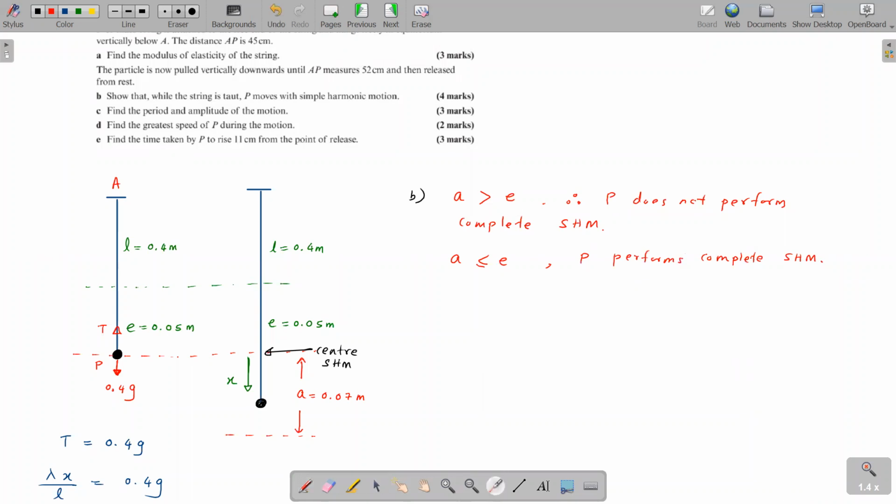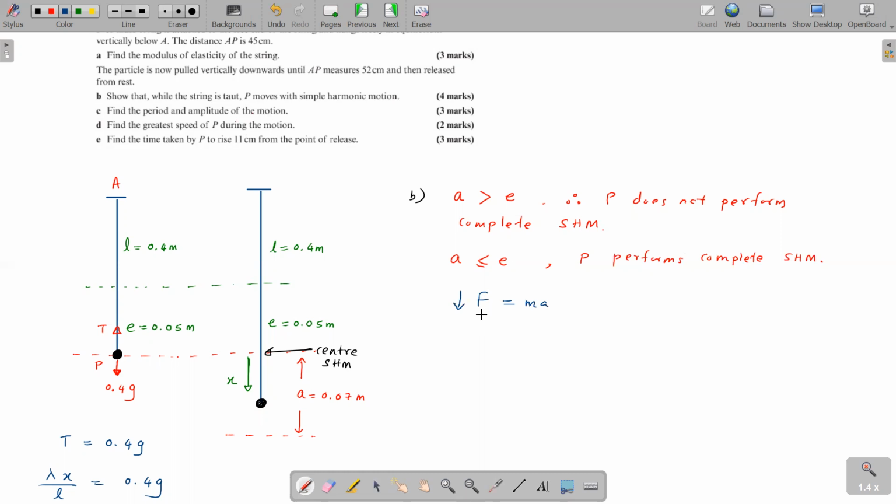Is this clear? So anyway, this is not what's required here. What's required here is to show that the particle moves with SHM. So how do you prove the particle moves in SHM? You consider the particle at a general point, and we apply F equals ma. So this is the extra note that I gave you guys.